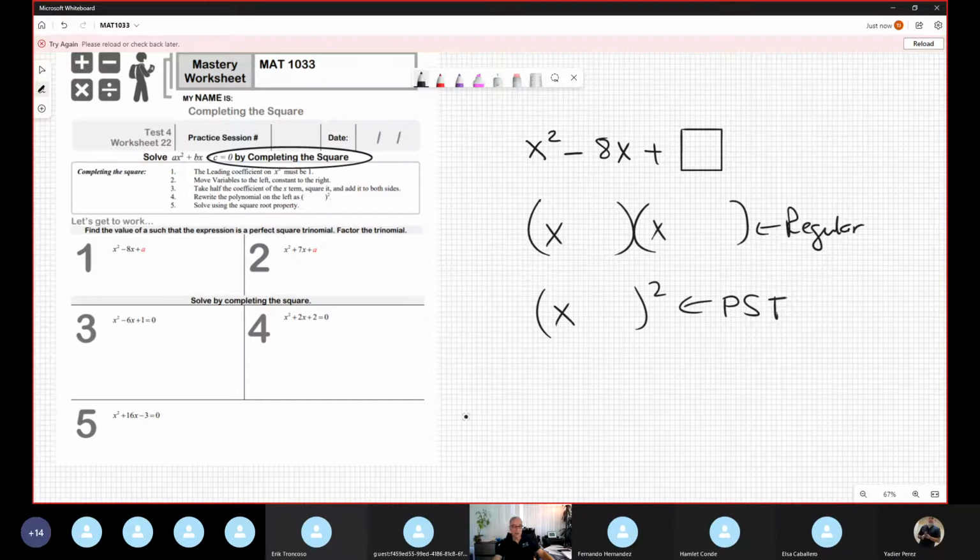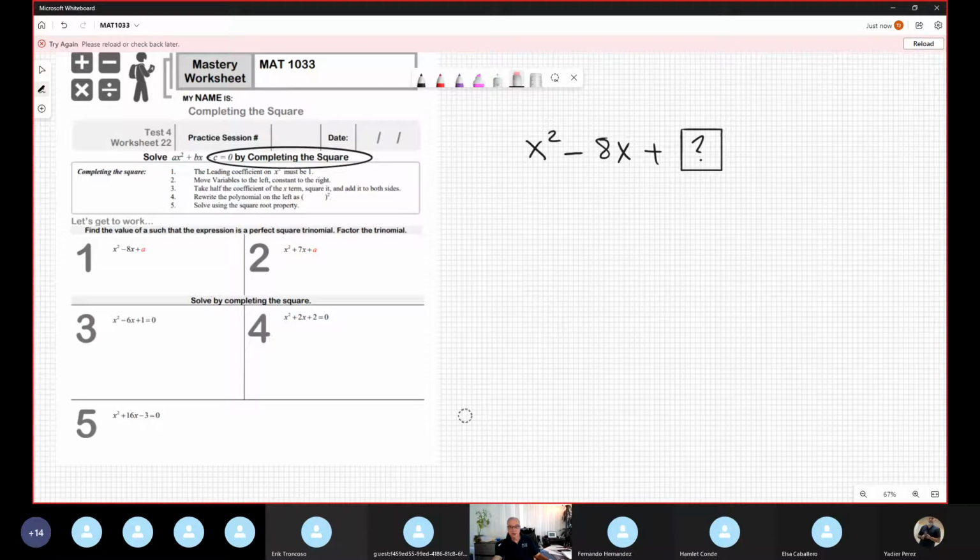But what is the idea? The idea is I plug in artificially one new number inside this question mark, so that when you introduce this number, now we have a perfect square trinomial. So what is the rule? The rule is you take b divided by 2 and square. This is the formula.